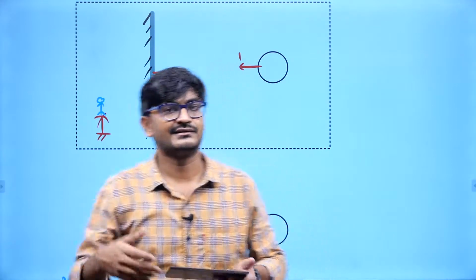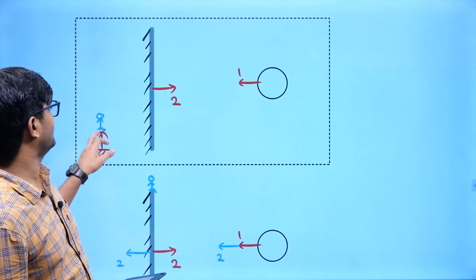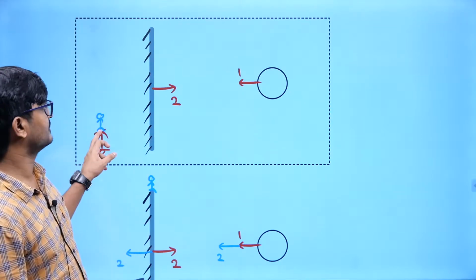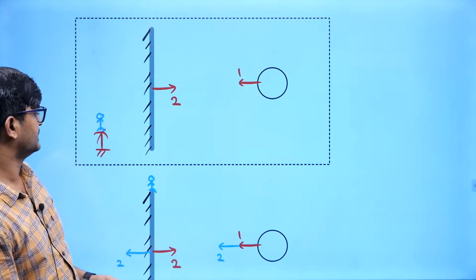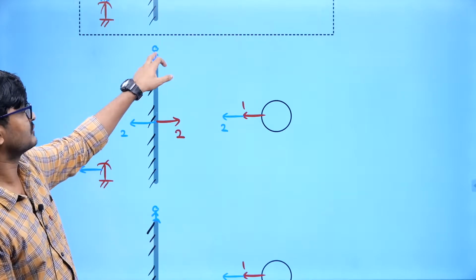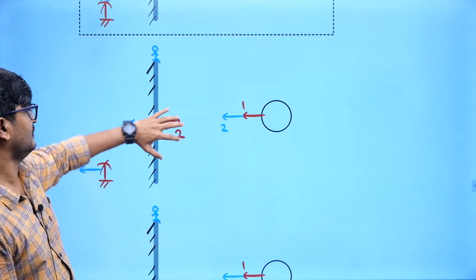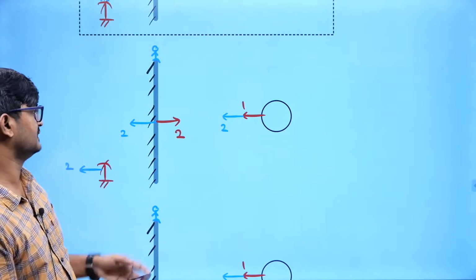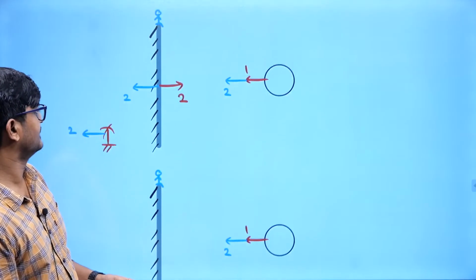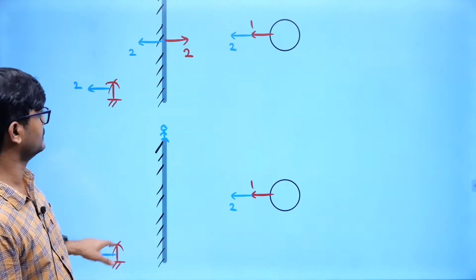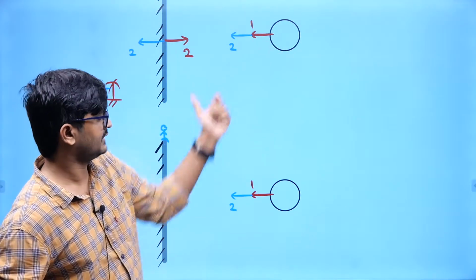Now I'll go step by step. Now I will shift myself from this frame to the wall frame. So I'll go from tree frame to wall frame. Then it looks like this. So when I observe from the wall frame, all the other bodies will have an extra velocity 2. That is, I will feel the wall is at rest, 2 minus 2 is 0. So when I put it together, I will feel the wall is at rest, but the ball is having velocity 3.